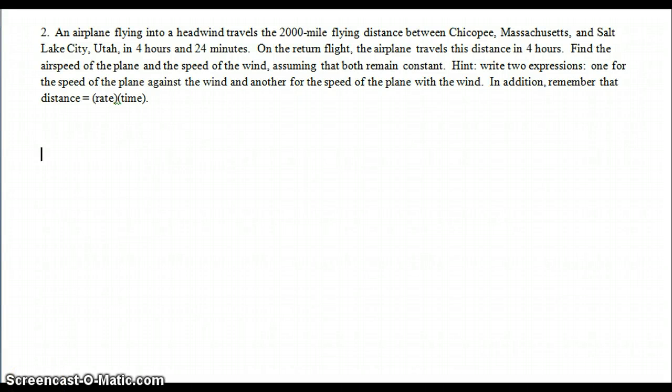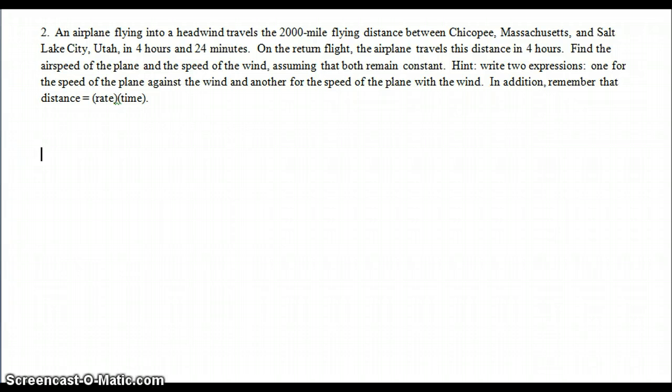Hi everyone. Okay, so today we're going to be doing problem number 2 off of the 7.1 and 7.2 day 3 applications of systems worksheet. And this problem talks about using a system of equations to find the airspeed of a plane and the wind speed that it's flying against.